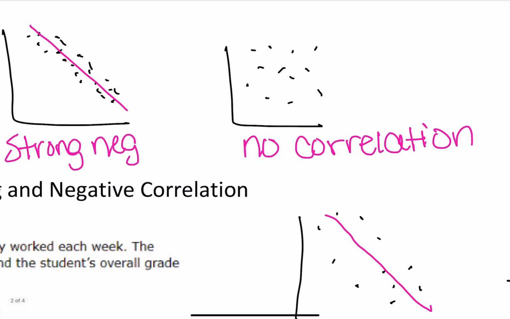Now this one is no correlation because the dots are everywhere. There's no pattern to it. It's not positive, it's not negative, they're just random.